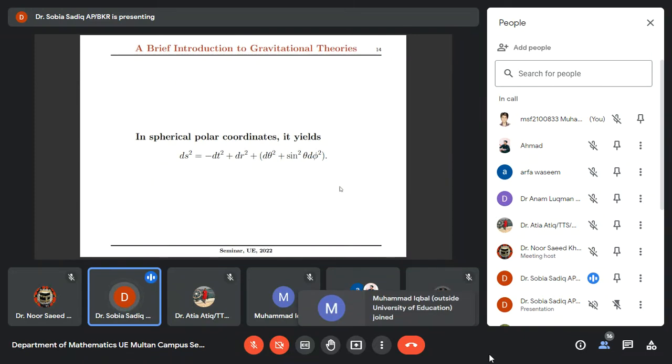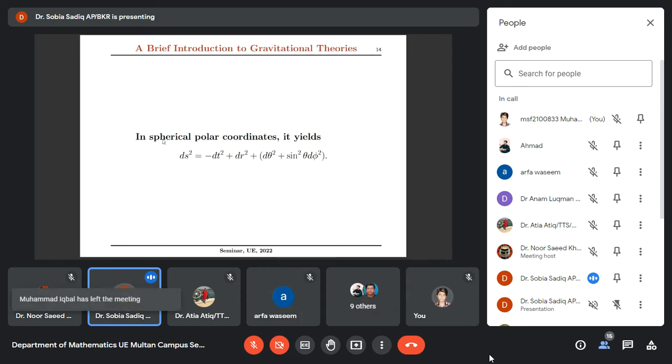This metric can be written in different coordinate systems. So here is one example. If we write the metric in spherical polar coordinates, then it has this form.